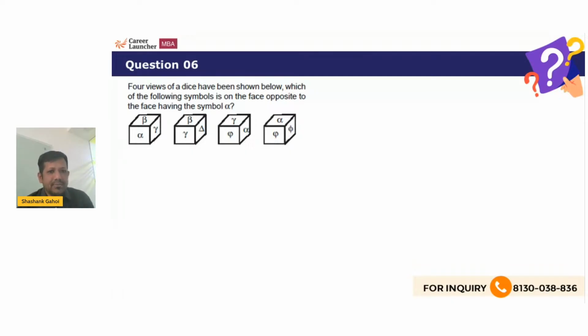There is a dice that has shown the following symbols. Which of the following faces is going to be the opposite face of alpha? So what should be the answer?